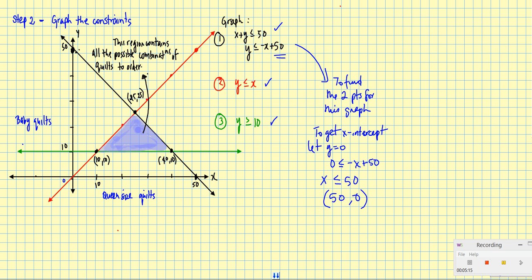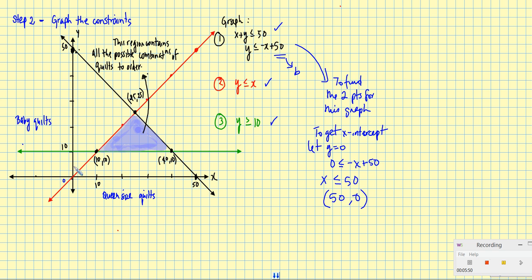So I'm going to graph x plus y is less than or equal to 50, y is less than or equal to x, and y is greater than or equal to 10. In graphing x plus y is less than or equal to 50, I change this into the y equals mx plus b format, so that y is less than or equal to negative x plus 50. I know my y-intercept b is found at 50, and my slope is negative 1, or negative 1 over 1.